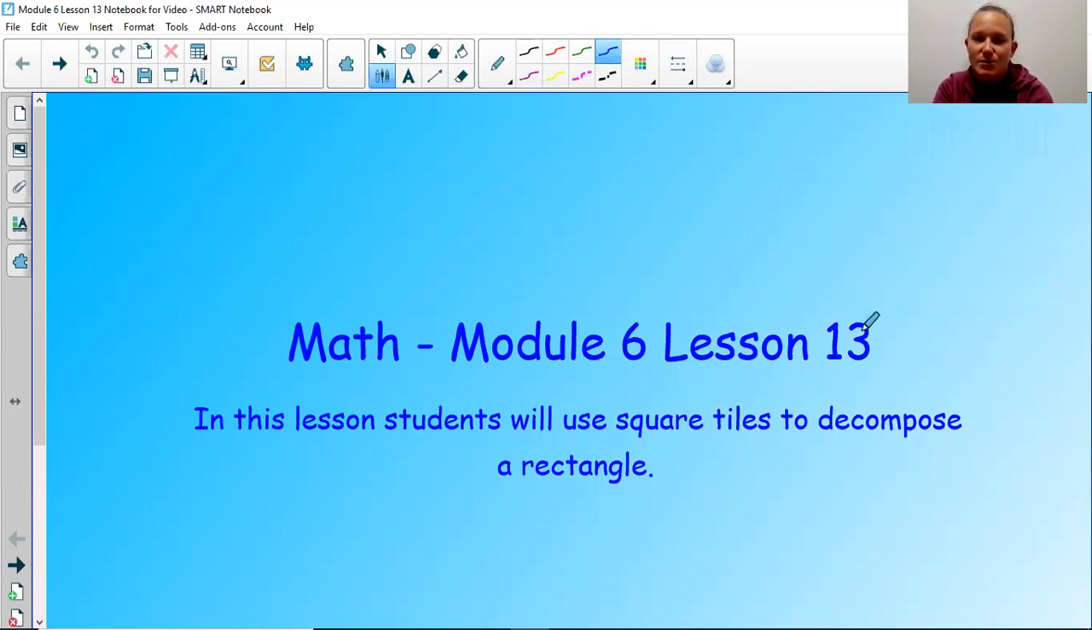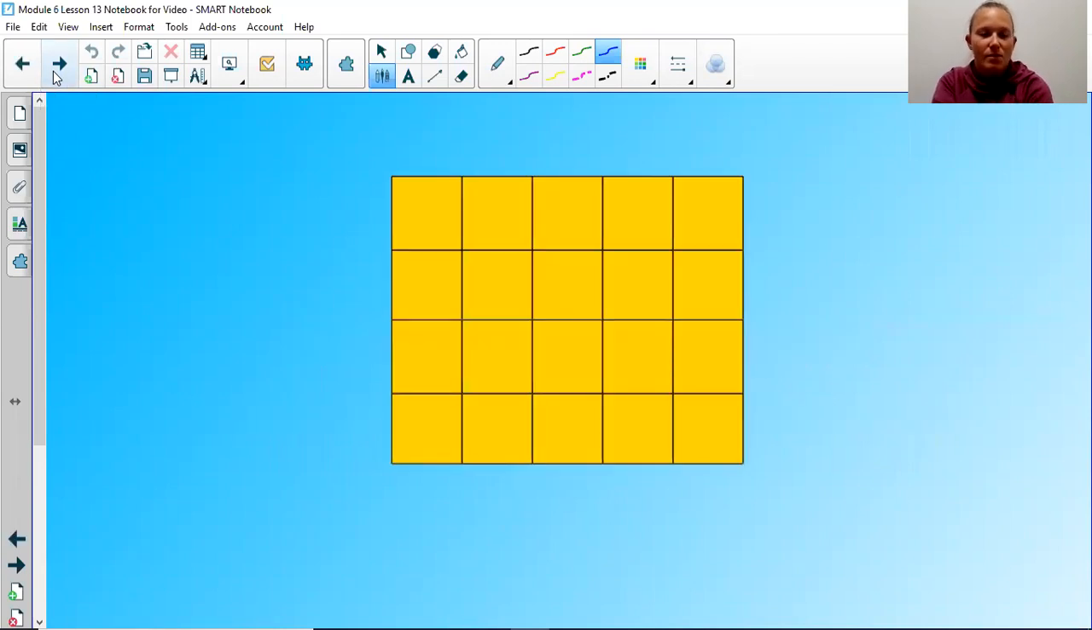In this lesson, students will learn to use square tiles to decompose a rectangle. So let's take a look at our first set of tiles. You can see here that we have 1, 2, 3, 4. That's 4 rows. And we have 1, 2, 3, 4, 5 in each row because all of these rows are equal. So we have 4 rows of 5.